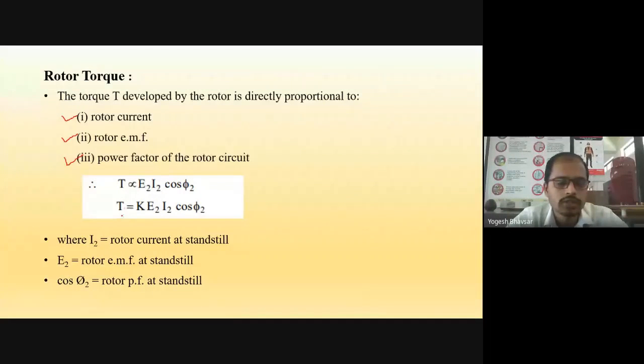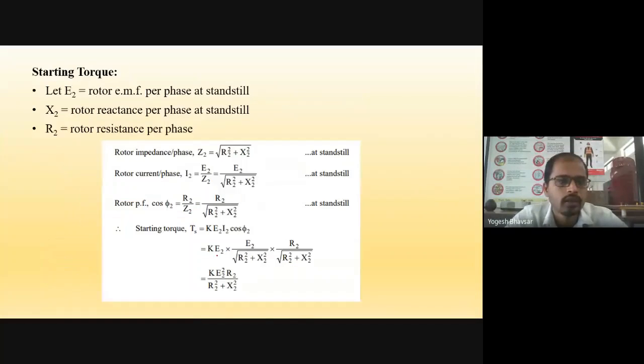And if we include the constant of proportionality, then we will include a constant K, where I2, E2 and cos phi 2 are the corresponding values of current, EMF and power factor at standstill. Standstill means stationary. The rotor is not rotating. Then we derive the expression for torque at starting. While the motor is starting, the rotor speed is 0 and the slip corresponding to this condition will be 1.